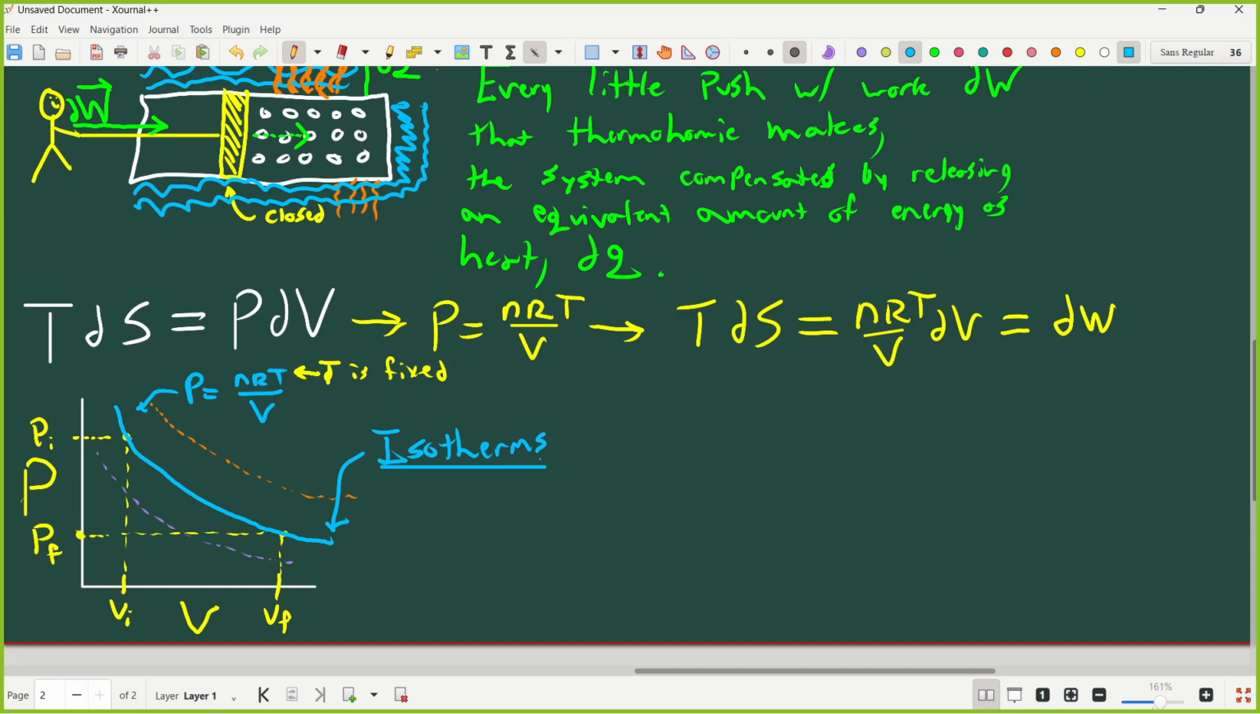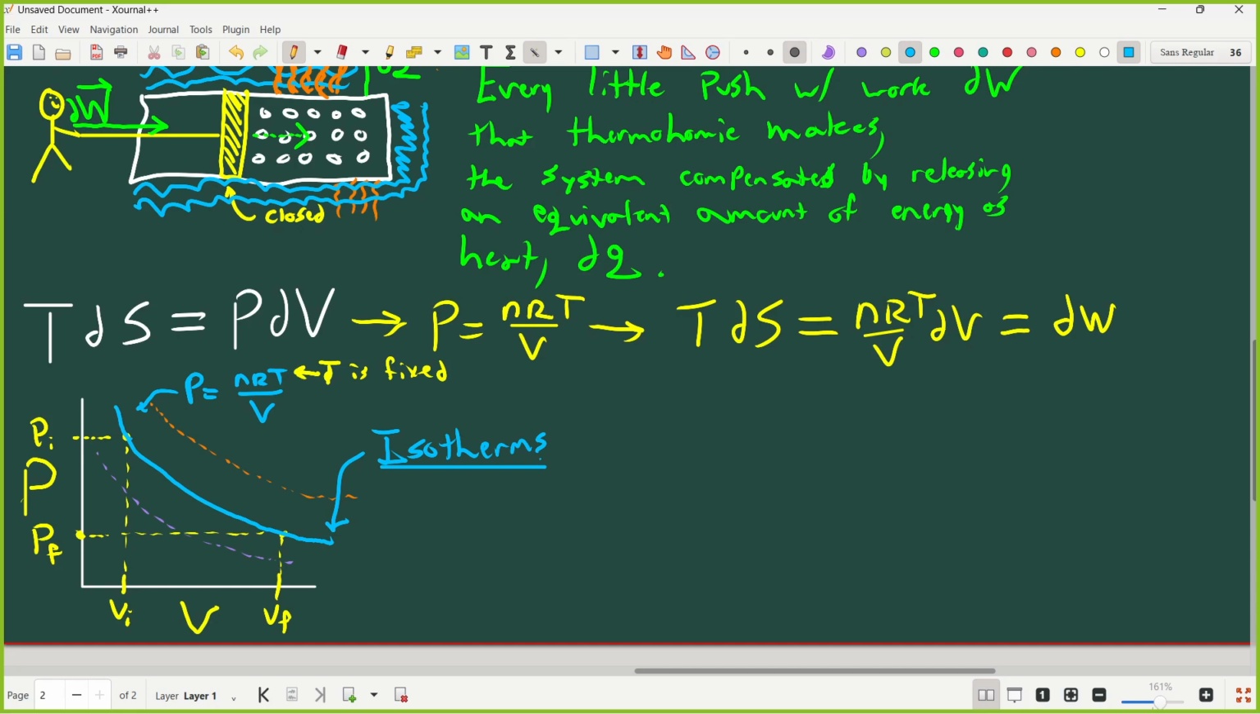All right, so now what I want to think about is the work as I take my system and I compress it. Sorry, this is an expansion, because we're going from VI to VF. VF's bigger. We're expanding our gas. What is the work being done along this curve? Well, the amount of work being done is the value of the function nRT over V times the change in volume.